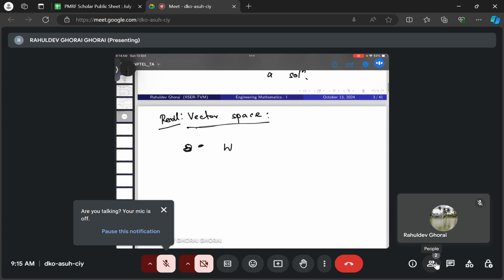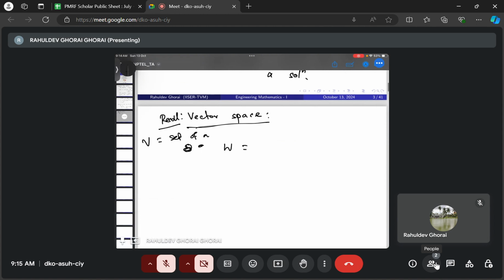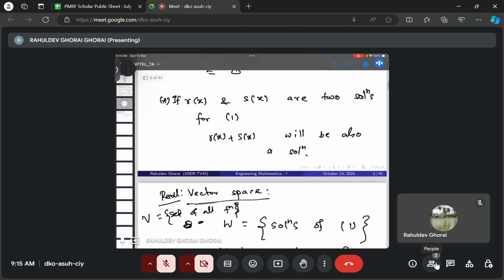Let's say V is a vector space, which is the set of all functions, and W is the set of solutions of the differential equation 1. Then W is a subspace of V, right? That's what you are getting.